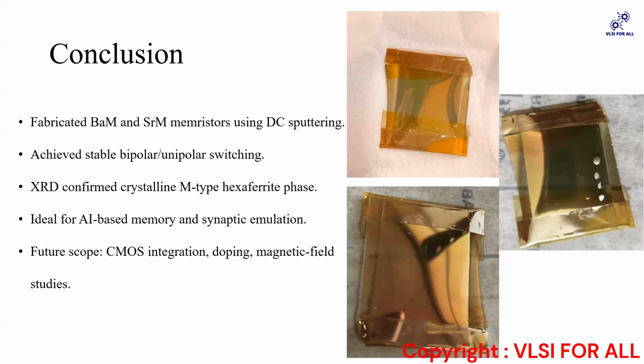So as we can consider our hands, they work in a synaptic way, and this memristor also works in the synaptic way, because it is able to store information and then regain it when needed, it gives back the information which has been stored in the device. So what is going to be the future scope? Future scope is CMOS integration, then doping and magnetic field. These are the basic advantages of where we can use this memristor device.